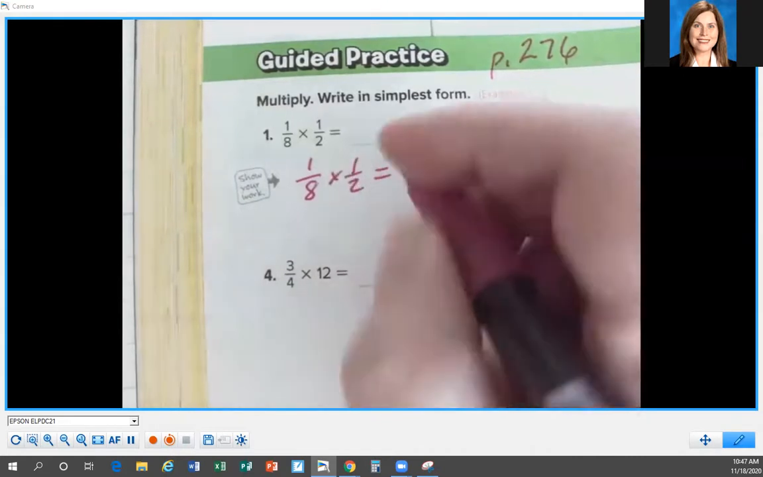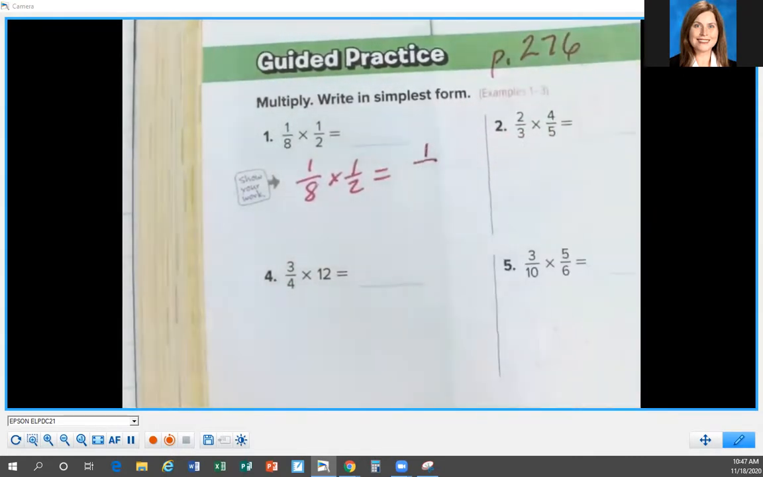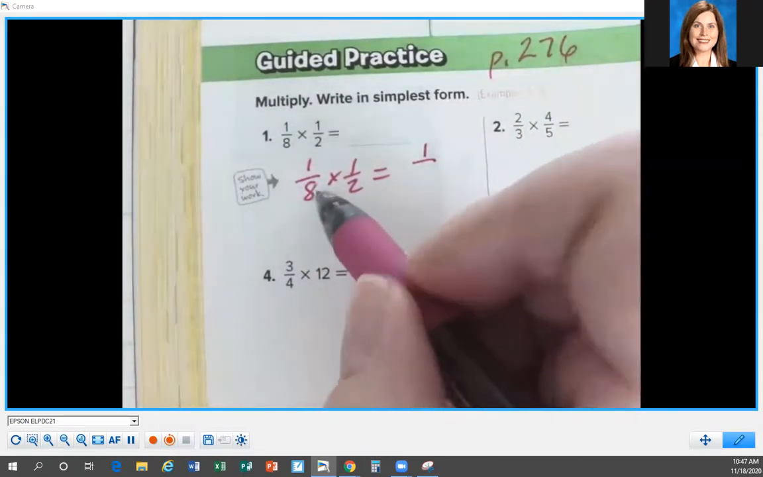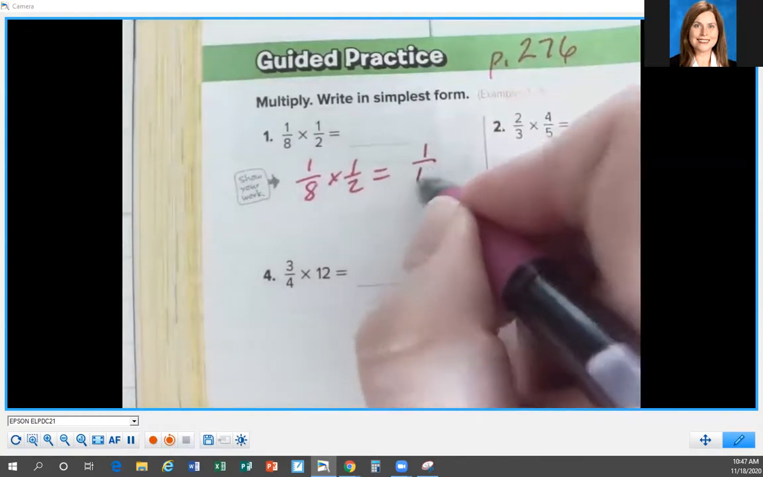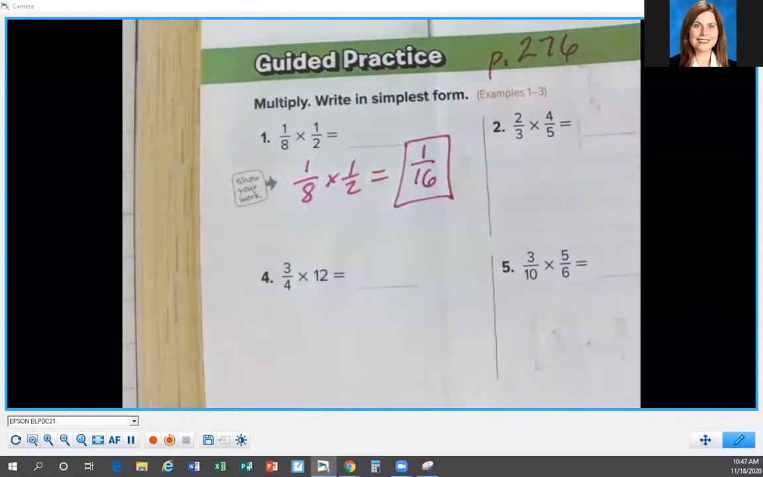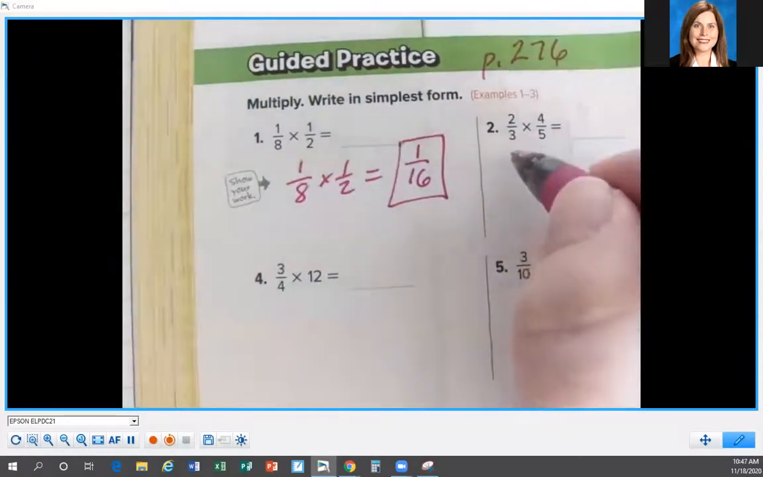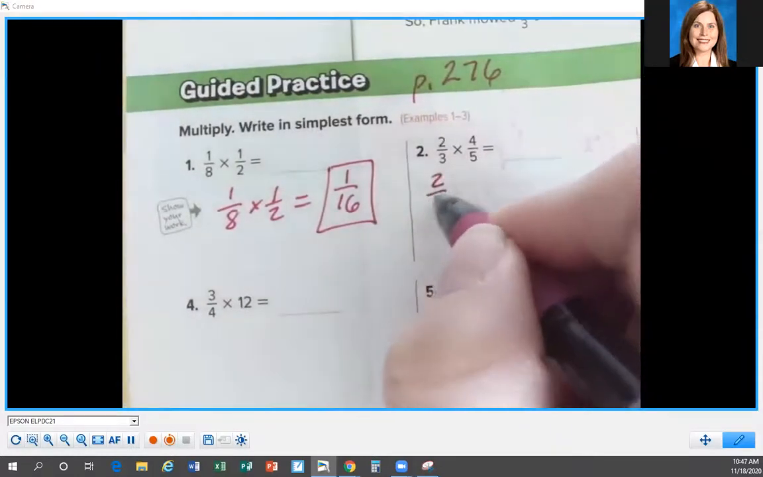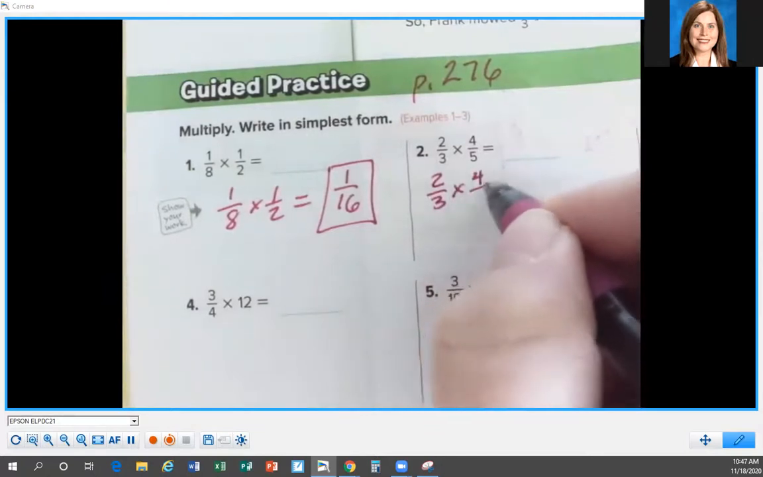So we just multiply numerator times numerator. 1 times 1 is 1. Denominator times denominator. 8 times 2 is 16. So we just get 1/16. Number 2, we have 2/3 times 4/5.